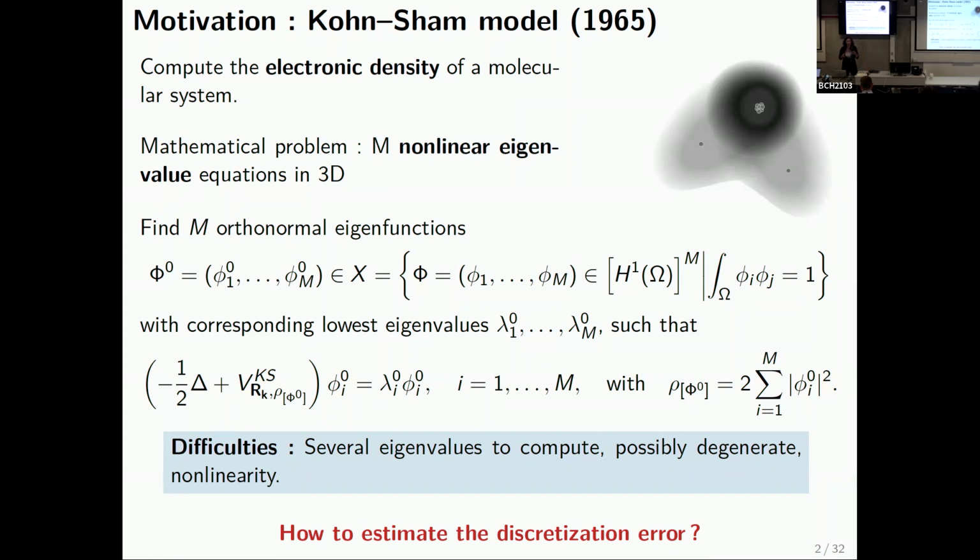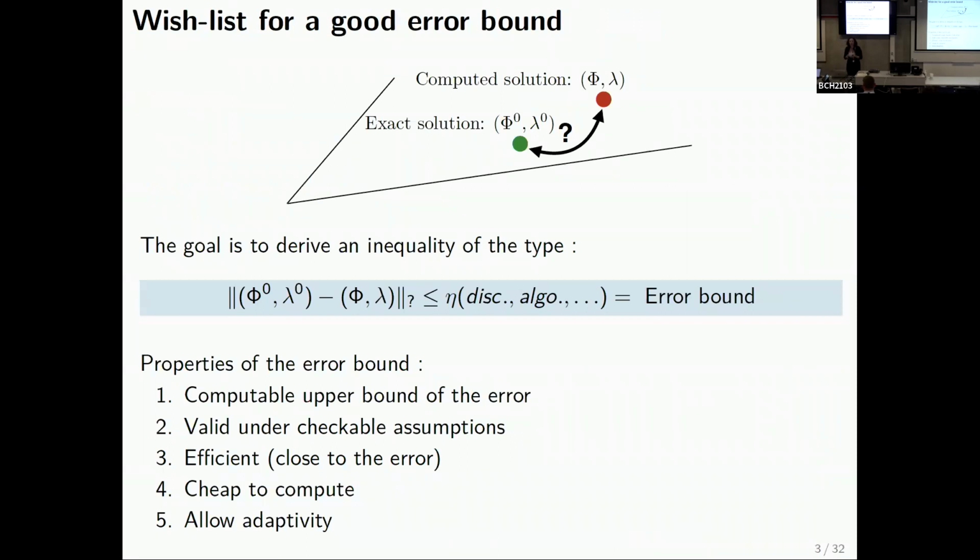There are a few difficulties in estimating the error for such problems. First, there are several eigenvalues that need to be computed. These eigenvalues can possibly be degenerate, and of course there is the nonlinearity in the operator. So the main question I will focus on today is how to estimate the discretization error for such problems. The discretization error is basically the error that you make because you're using a finite basis set to solve the problem in practice.